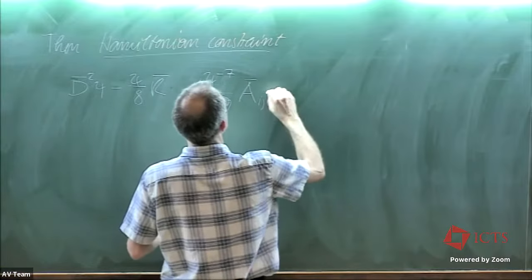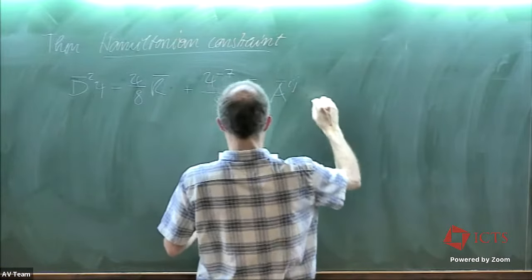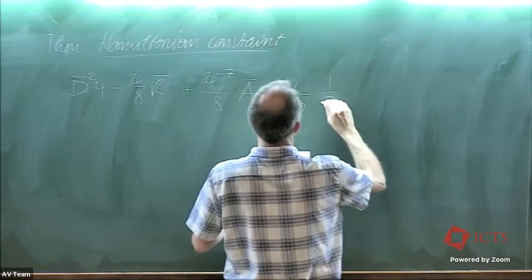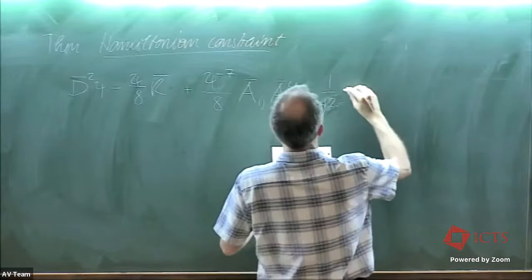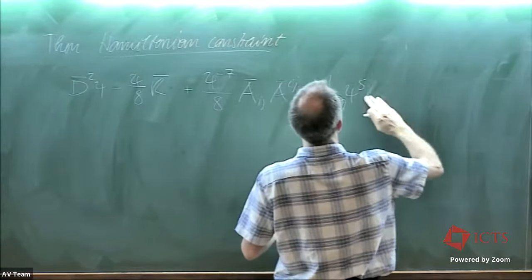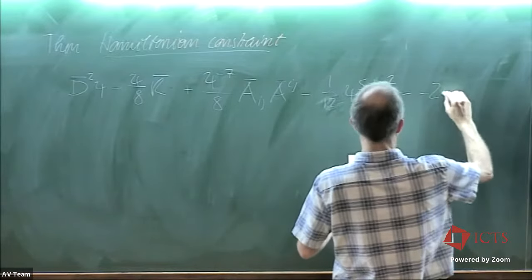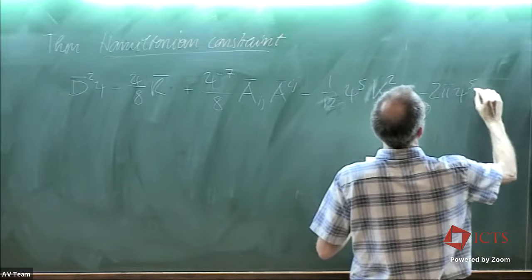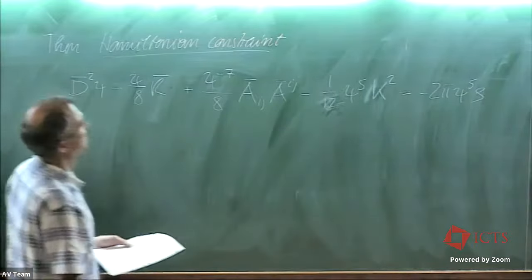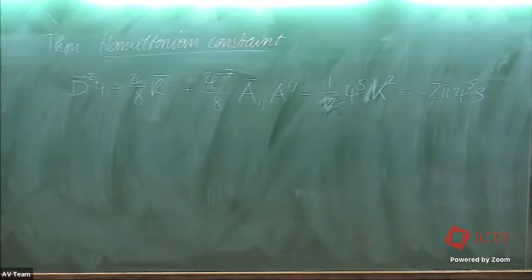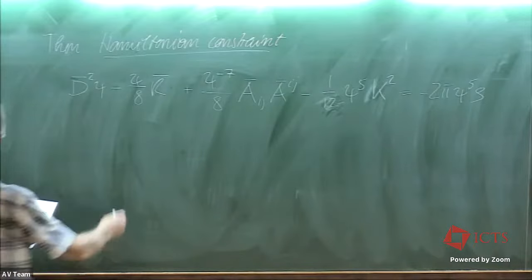A_ij, minus 1/12, oops, times psi to the 5, K squared, strictly speaking, equals minus 2 pi psi to the 5th rho, okay? So that is now the Hamiltonian constraint. And the momentum constraint is the following.